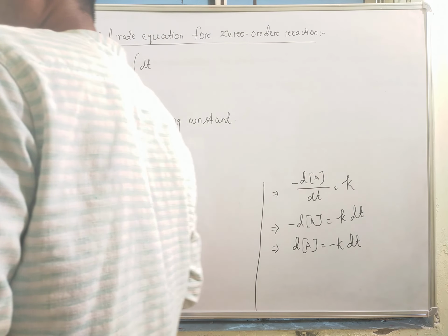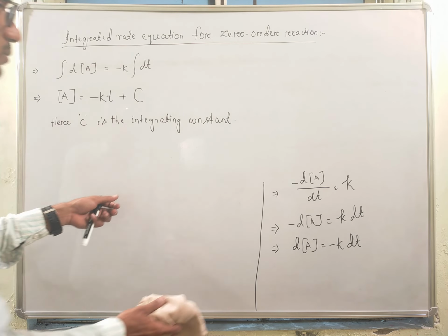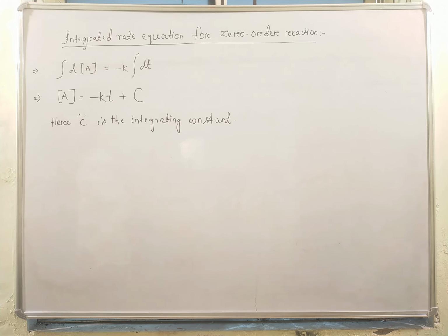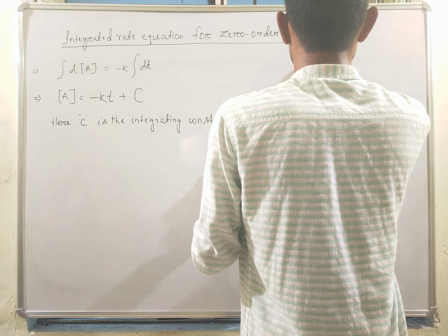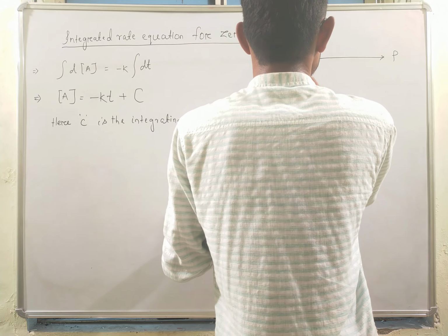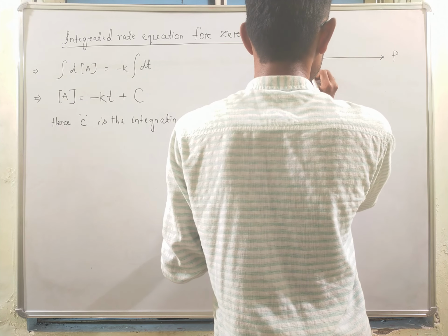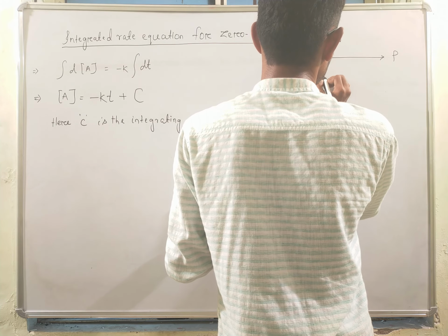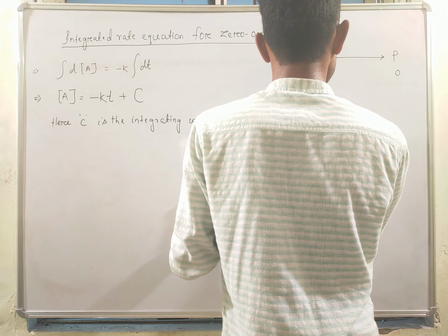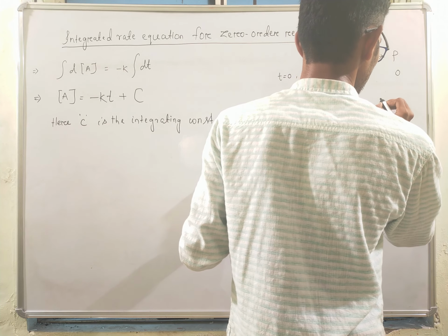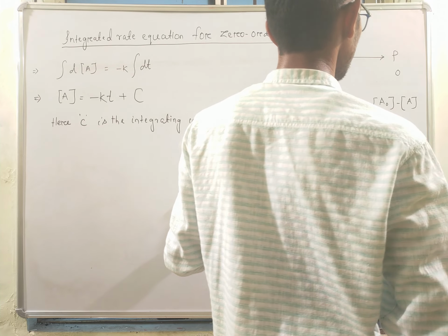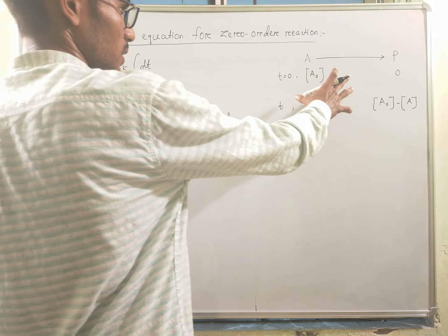Our reaction was A gives rise to product. At t equal to 0, the concentration of A was A naught and the concentration of product was 0. At a time t, the concentration of reactant is A and the product is A naught minus A. This was the model for zero order reactions.